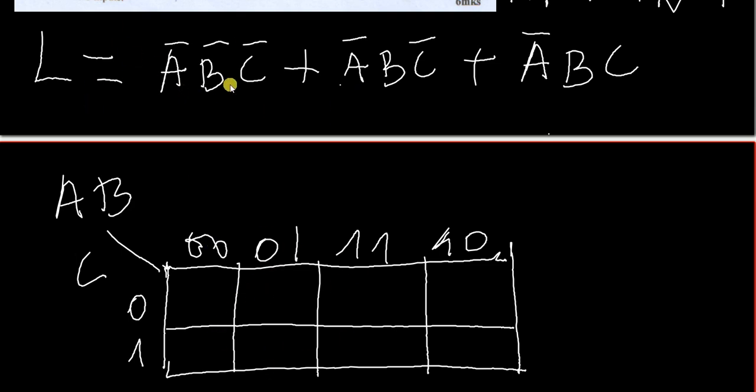So we have A bar B bar C bar, which will be 1 here. As well as A bar B C bar, which means it will be here. And A bar B C will also be 1 here. And the remaining cells will be 0, 0, 0, 0, 0, 0.